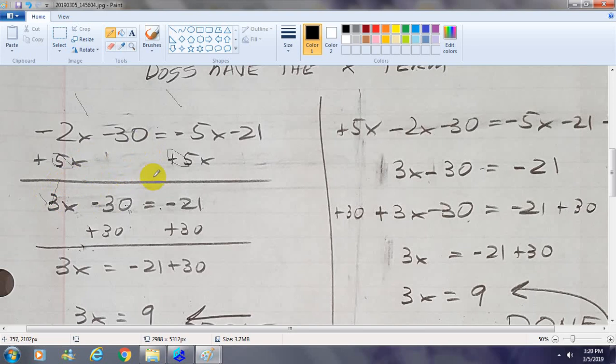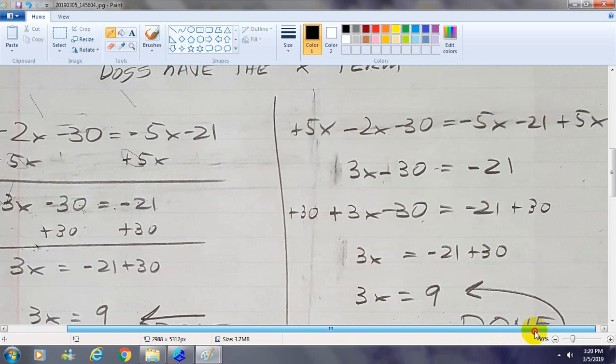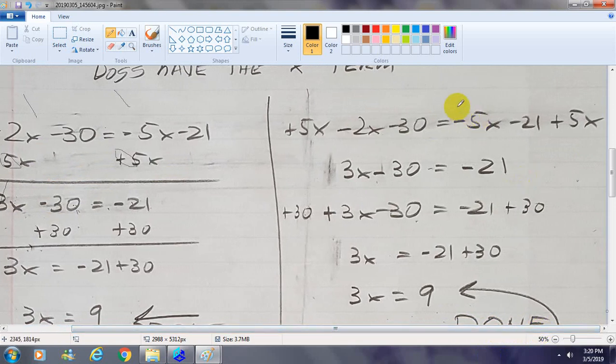It's like the vertical way of doing it. You could also do it horizontally. You may prefer to do it that way. Maybe you see it better, right? If you have a negative 5x here, you add a 5x here. If you add a 5x here, you must do it on the other side. You add a 5x there, right?